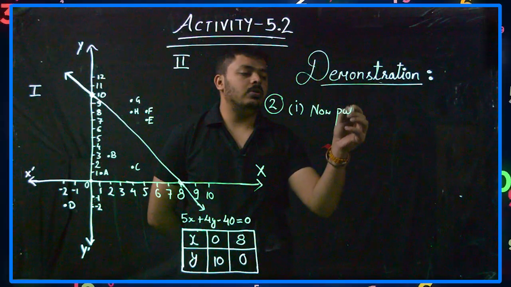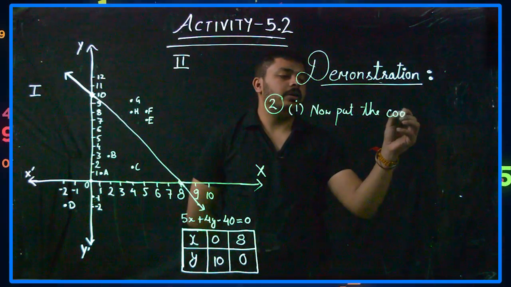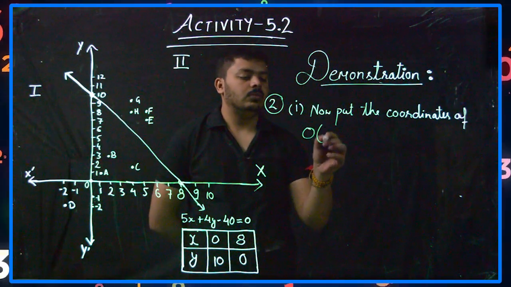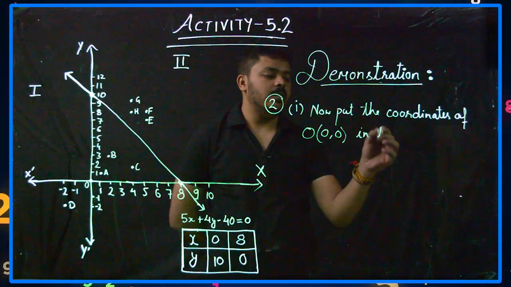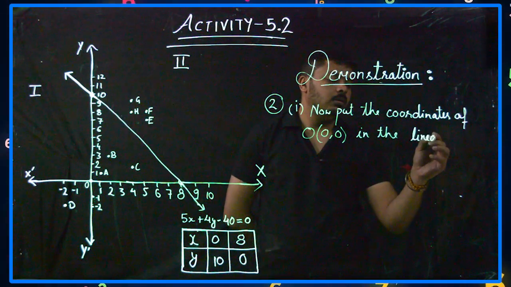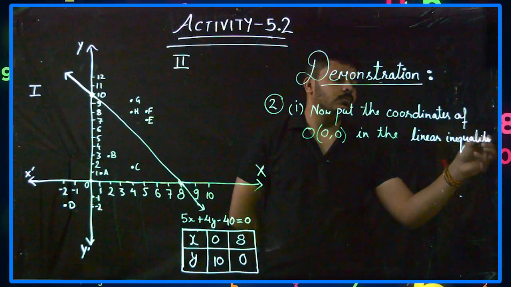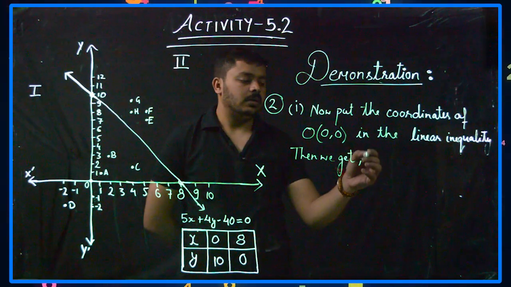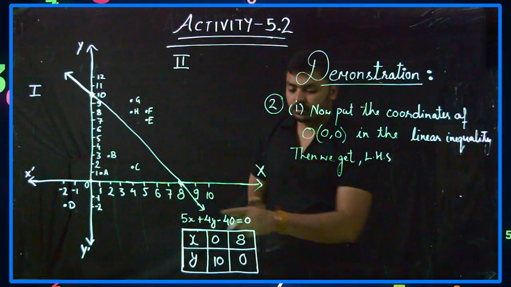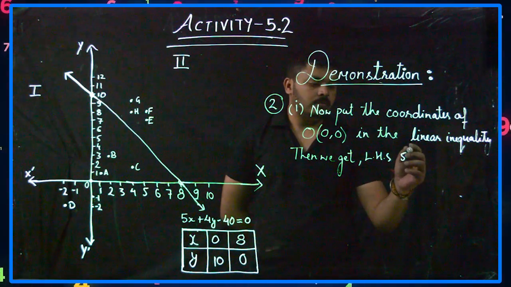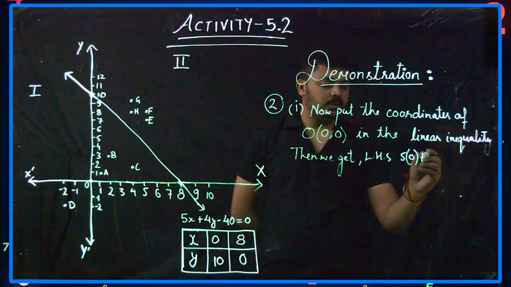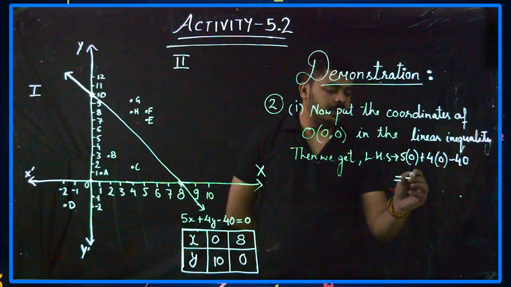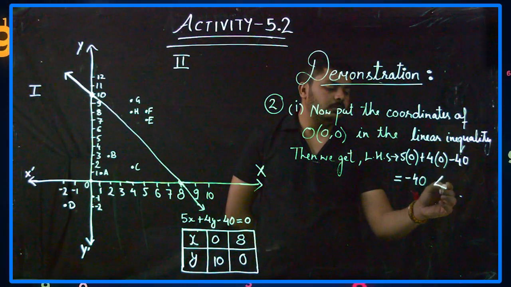Now put the coordinates of O (0, 0) in the inequality, then we get LHS, that is, we put the value of x as 0, 5x + 4y - 40, and y is also 0, equals -40, which is less than 0.